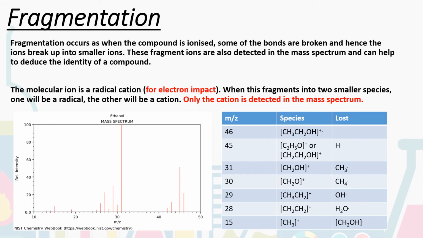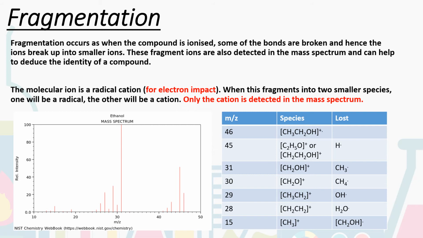Now, as we said on the previous slide, if we're doing electron impact ionization, the molecular ion is a radical cation. When this fragments into 2 smaller species, you can imagine it being split down the middle, and essentially we end up with one being a radical and one being a cation. It doesn't have to be that our molecule is split exactly down the middle, but the way I always think of it is just the name, radical cation, split down the middle, one a radical, one a cation. And as we said, it's only the cation that is detected in the mass spectrum.